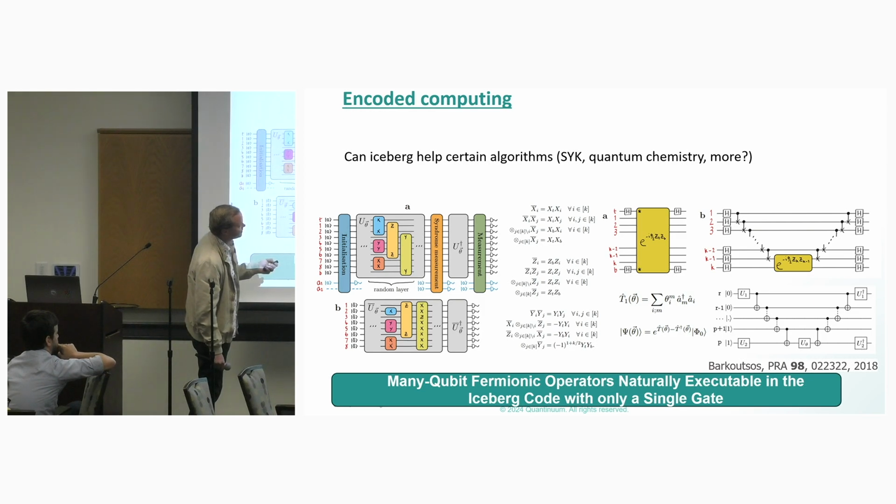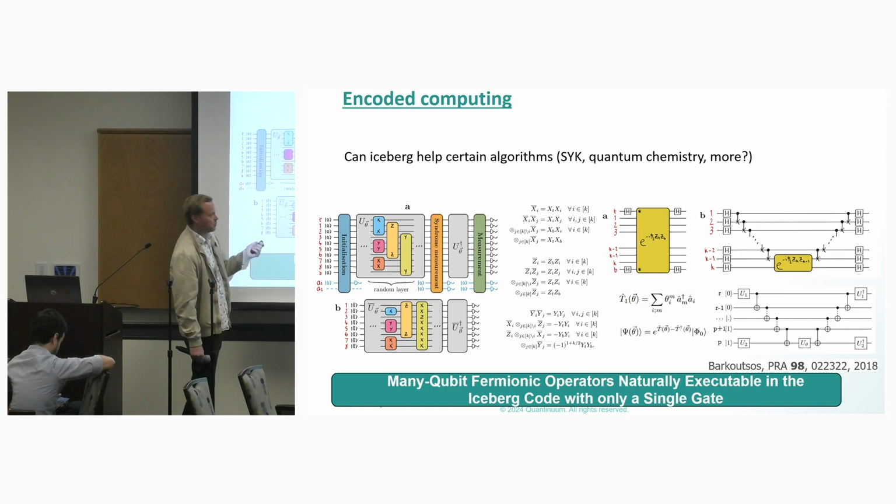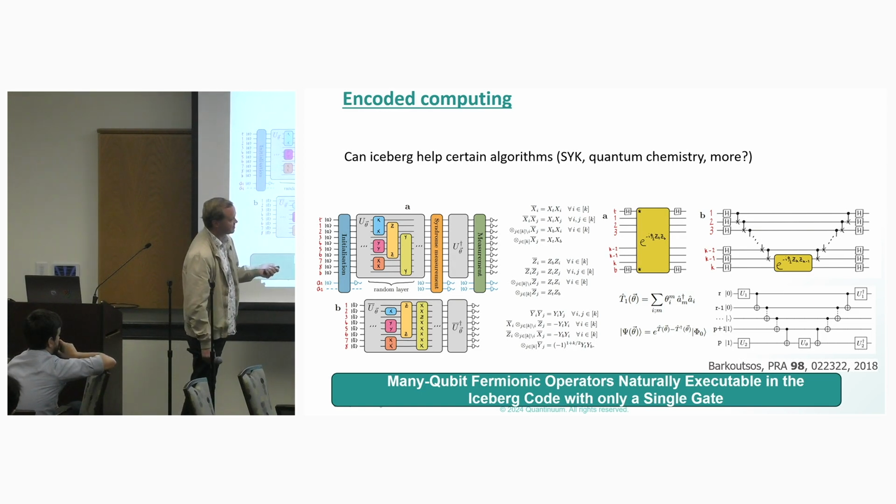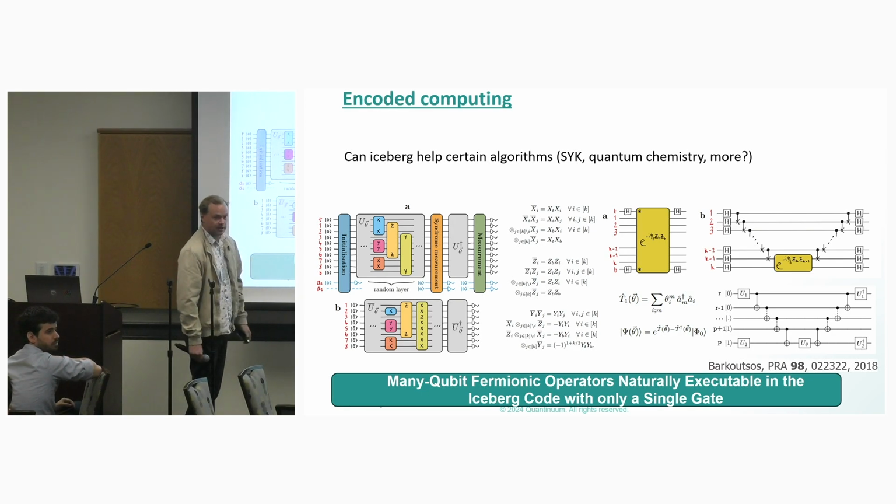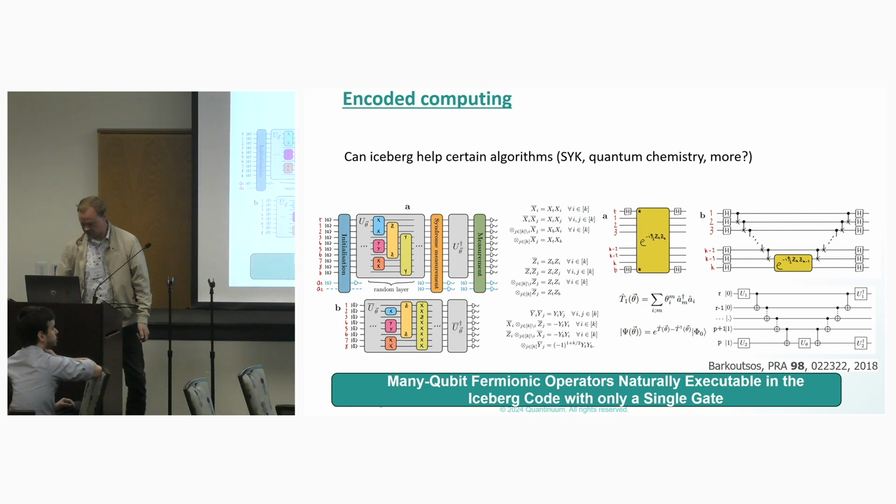This gate right here is common in quantum chemistry simulations where you're trying to simulate fermions in the system. If you map those fermionic operators to qubit operators, you have to do this ladder of C naughts and then some variable angle gate at the end, and then you have to ladder back up, and that implements this whole thing. So you can do that with a single gate in the iceberg code. So you cut out all those C naughts, which is a huge savings for quantum chemistry.